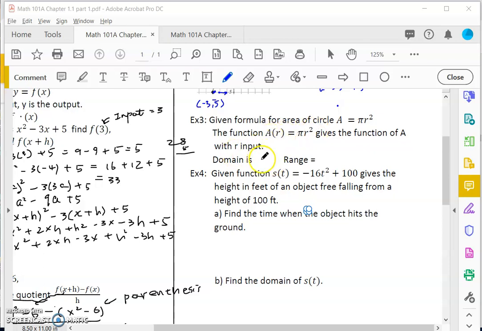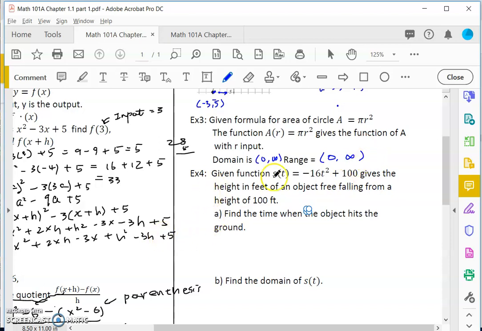r is the input. So to specify a function, we always look at the domain and range. In this case, r has to be a positive radius, so it can be anything from 0 to infinity; you can have the radius as large as possible. The range would be the area. It would also be from 0 to infinity in interval notation.